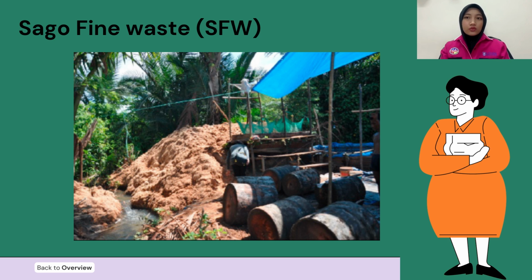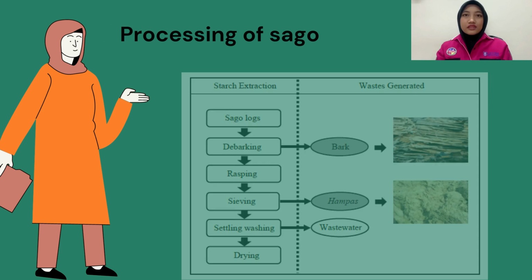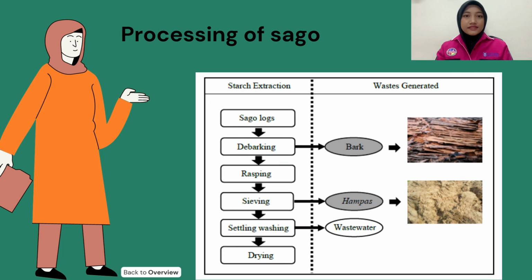Then the Sago waste will be released into the streams, which can cause pollution and also increase the amount of waste created. So SFW, or Sago fine waste, is produced during the extraction process after most of the starch has been taken from the Sago palm. Let's look at the processing of the Sago.